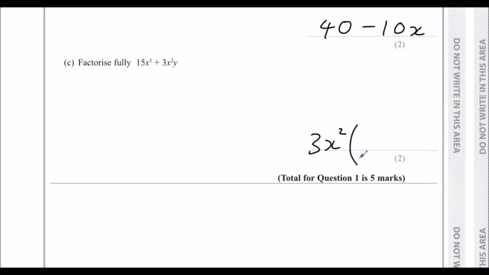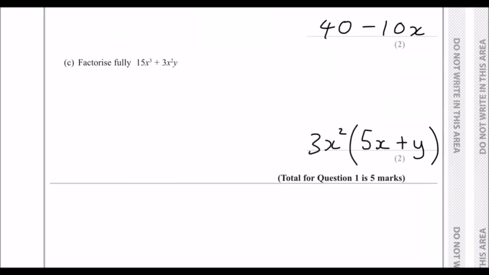So 3x squared times something gives me 15x cubed. 3 5s are 15. X squared times x makes x cubed. 3x squared times something makes 3x squared y. 3x squared times y makes 3x squared y.